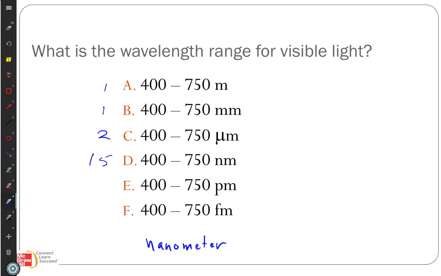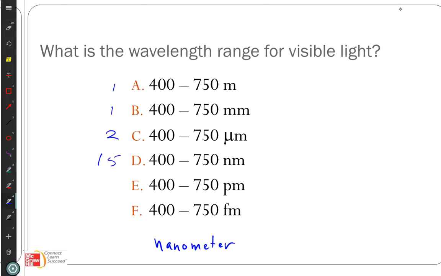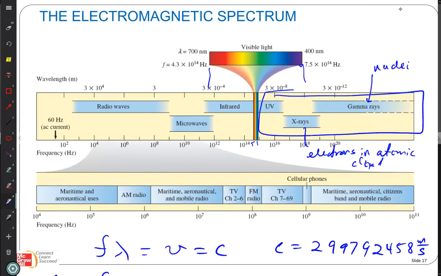Anyway, the correct answer here was 400 to 750 nanometers. If we look here, you can see 400 nanometers, 700 nanometers. I said 750, so why does that say 700? The fact is our eyes don't have a sharp cutoff where you can't see here and you can't see there. It just becomes less and less sensitive.